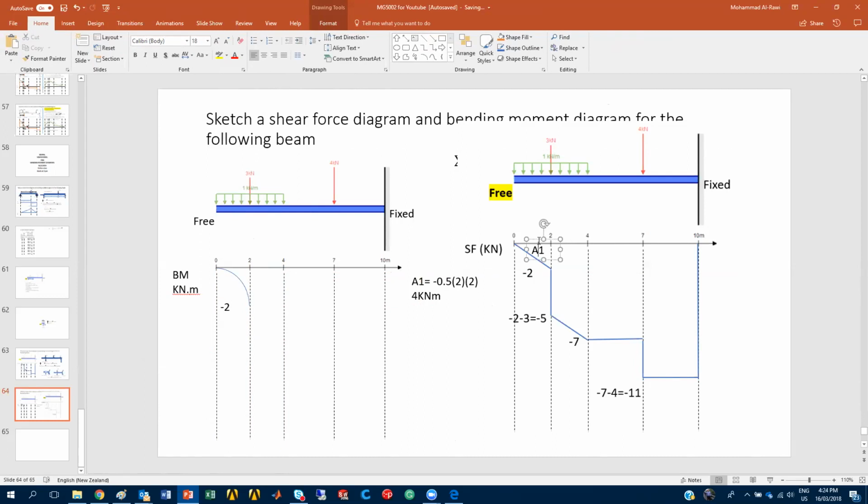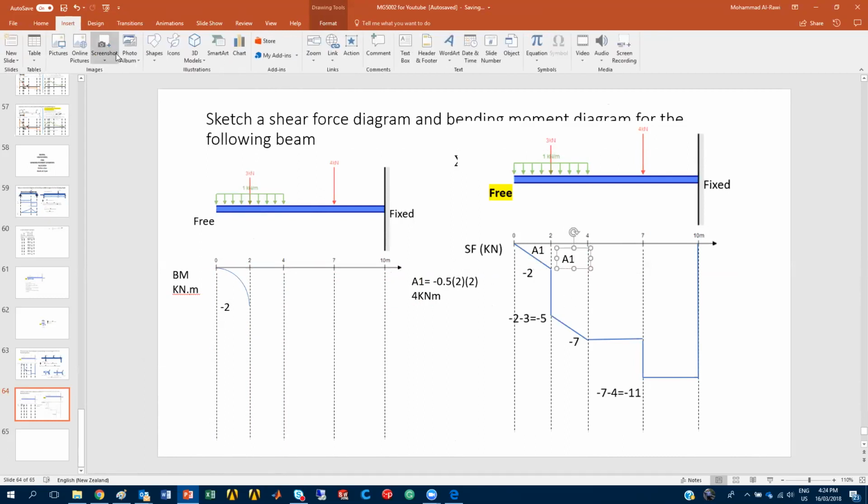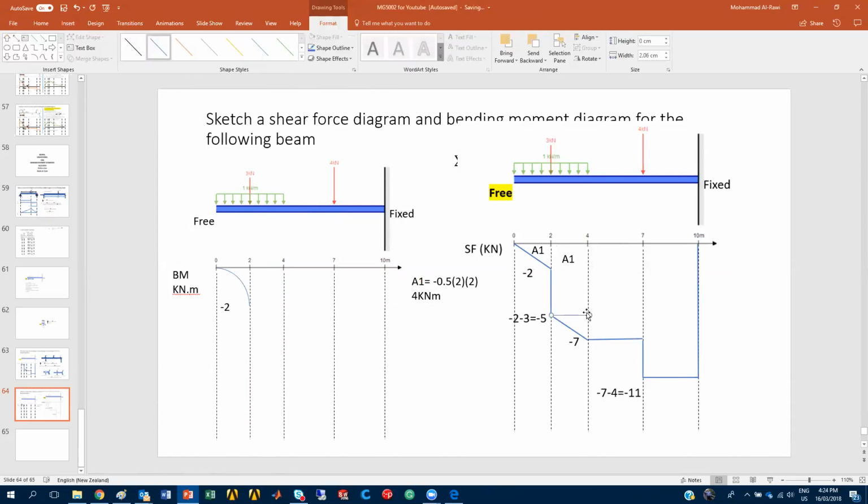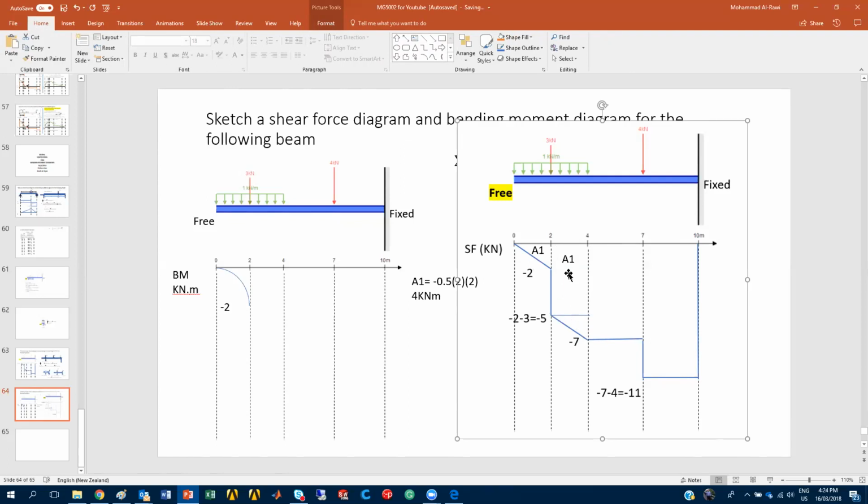Now, from that point, we need to find the area for the second part. So if this was A1, Control C, Control V, area 2, and area 2 is subdivided into 2 areas. How can I find area 2? Here you have a triangular part and a rectangular part. This rectangular has a height of -5 and the length is 2 meters. And for this one, the height is -7 and +5, which is 2, times half of the base, which is 2. So let's call this one A2, so we're not confusing ourselves.